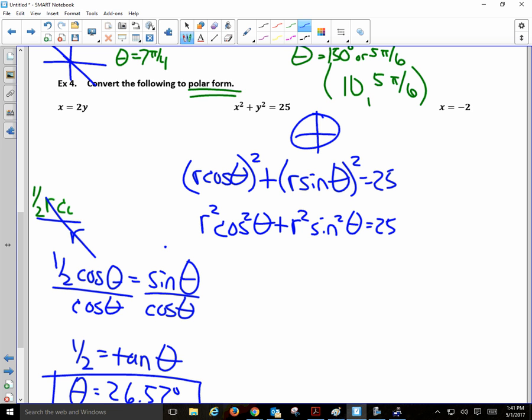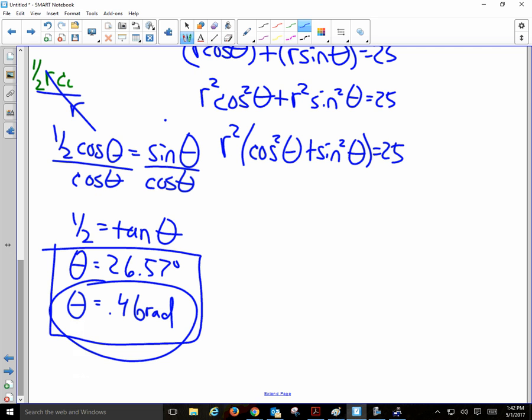What can I do? What can I do? No, don't take the square root of everything. There's a plus sign there. Take out an r squared. Thank you. That equals 1.